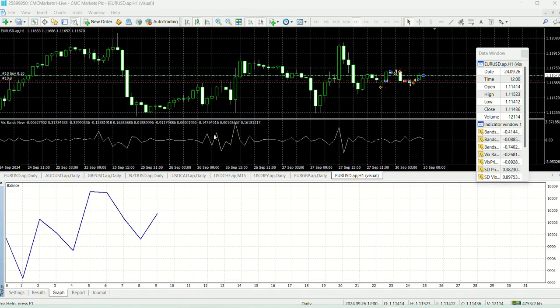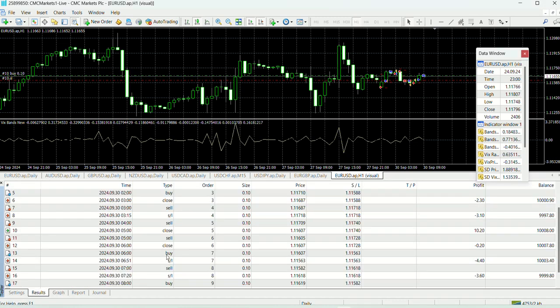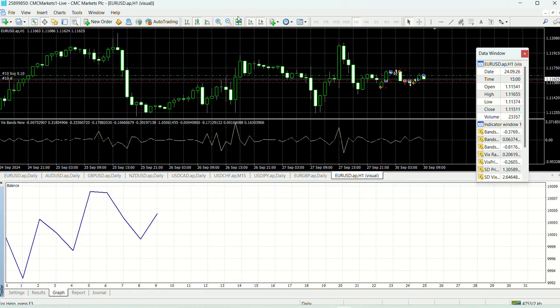A few more trades were taken. We can see a smooth, nice upward equity curve is being formed. And these are the actual results. I have not used the money management module here, so all these trades are at a fixed lot size of 0.1. Pausing it again and we'll see later.